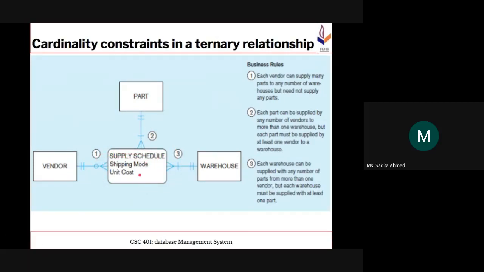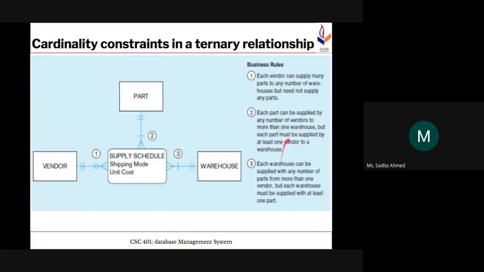Which is not there in the supply schedule table. It's there in the vendor table. There could be a vendor who is there in the vendor table, but they do not exist in the supply schedule. Why? Because of this optional participation. That is, a vendor could exist who does not supply any parts. And because they do not supply any parts, they would not be there in the supply schedule.